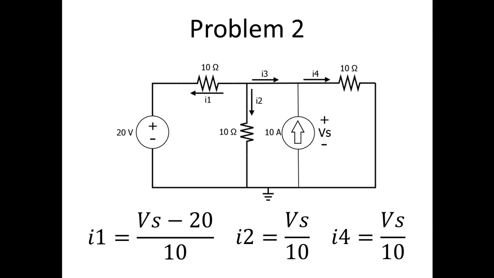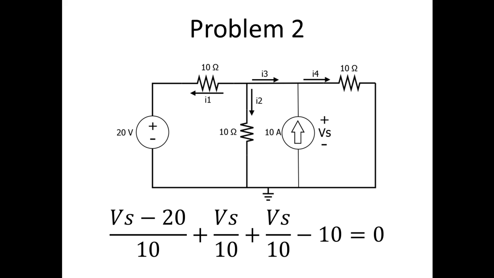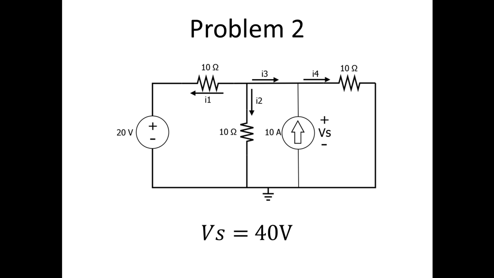You use Ohm's law to define these all. You have Vs minus 20 over 10 is I1. You have Vs divided by 10 is I2. I4 is Vs divided by 10 as well. This can all be substituted back into our equations, and we can come up with Vs minus 20 over 10 plus Vs over 10 plus Vs over 10 minus 10 equals 0. And this can be further reduced to say that Vs is equal to 40 volts.